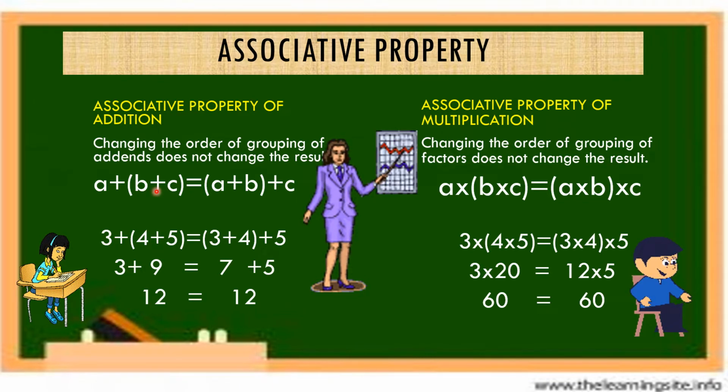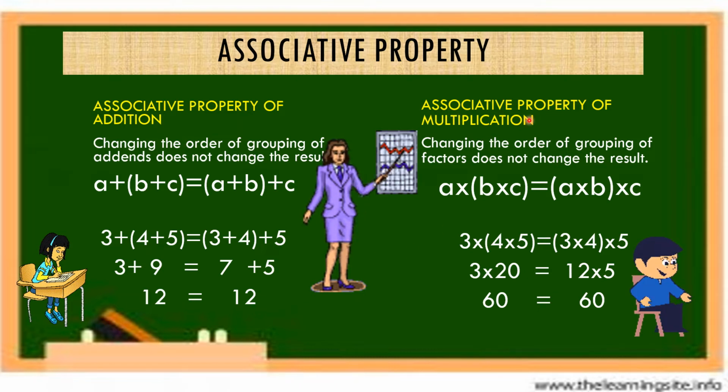Gumamit tayo ng halimbawa. Ang halimbawa natin ay 3, 4, and 5. Ang magkagrupo dito ay 4 at 5. Sa kabila naman ay 3 at 4. Kukunin muna natin ang value ng number sa loob ng parenthesis. 4 plus 5 is 9. 9 plus 3 is 12. Sa loob ng parenthesis, 3 plus 4 is 7. 7 plus 5 is 12. Kapag ba binago ang grupo, nagbabago ba ang sagot? Ang sagot ay hindi.